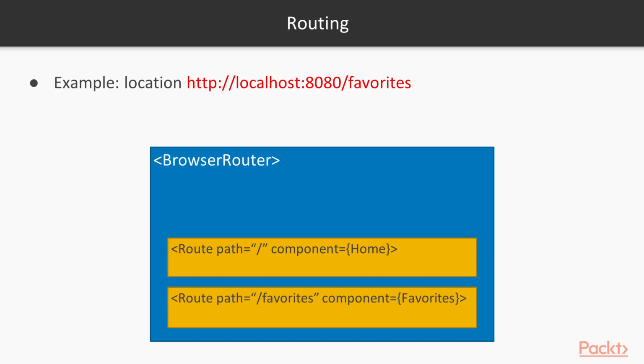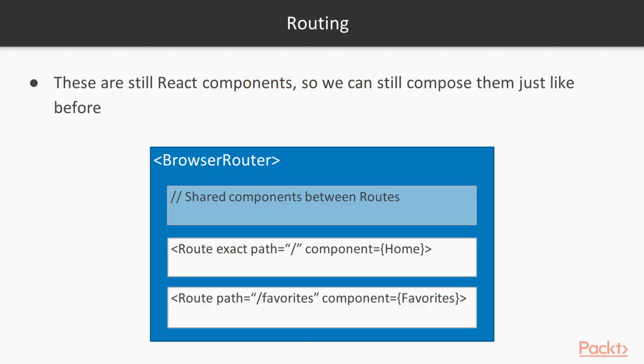That's why React Router enables us to send a new prop to our route, which is called exact. When you send exact to a route, the component is going to be rendered if and only if the path matches exactly the URL in which you're located. So we can solve, in this case, the issue of just rendering the Favorites component when you are in the favorites URL. Just notice that these are all React components.